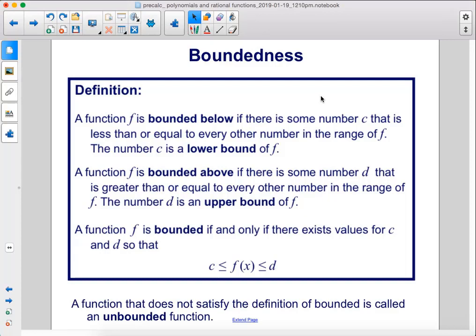A function f is bounded if and only if there exist values for c and d, so that f of x is greater than or equal to c and less than or equal to d. A function that does not satisfy the definition of bounded is called an unbounded function.